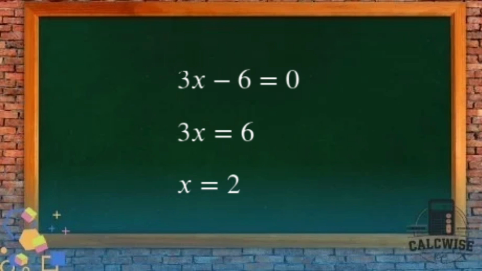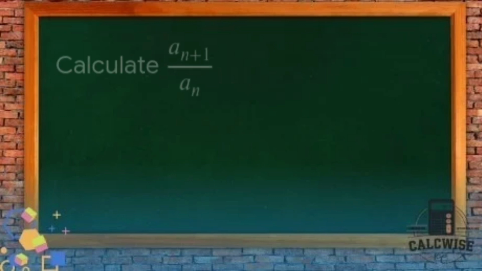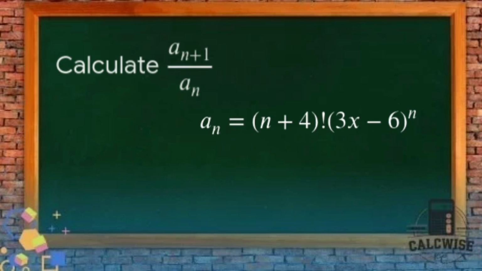Our x is 2, and since x is also equal to c, we have the center, which is 2. And then we're going to find the value of a sub n plus 1. So here, for every n variable that we see, we're going to add plus 1 to it. So (n plus 1 plus 4)! times (3x minus 6)^(n plus 1).